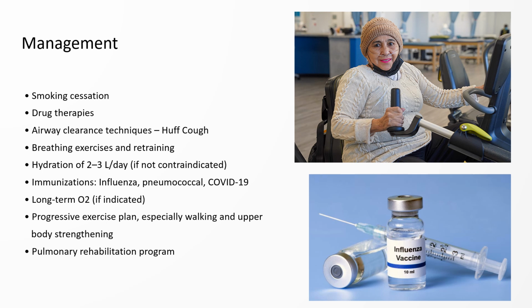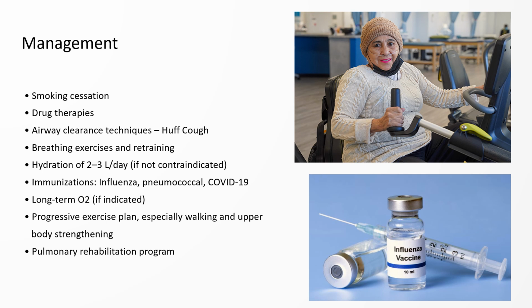You want to teach your patient airway clearance and deep breathing exercises. When we say airway clearance techniques and the huff cough, this is when we start talking about how to clear the airway of that mucus. Especially with chronic bronchitis, they have a lot of mucus in their airway. Breathing exercises and retraining, this is when pursed lip breathing comes into play. You're teaching your patient to breathe in through their nose and blow out through their mouth slowly. This helps get some of that CO2 out of the body.